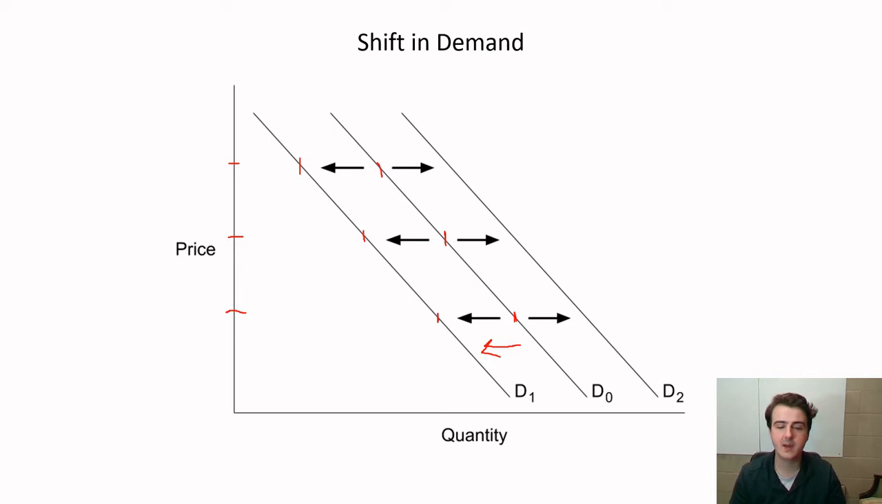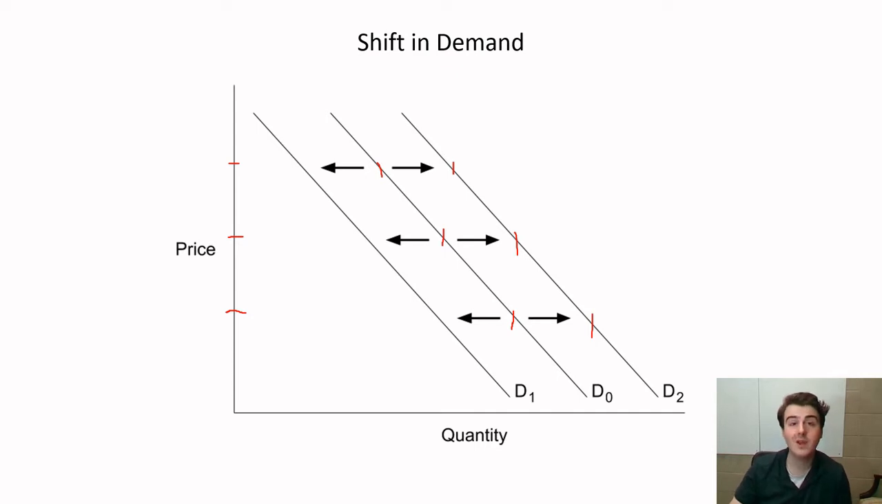And we've got the opposite going on over here as we move rightward. This shows an expansion in demand. So again, at every price, people want more. The curve moves rightward as at every price people want more and more quantity demanded. So this is what it looks like.